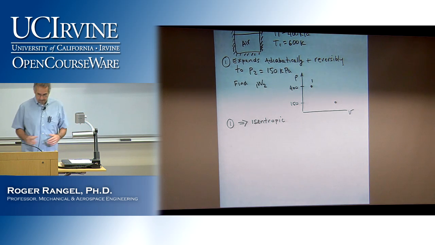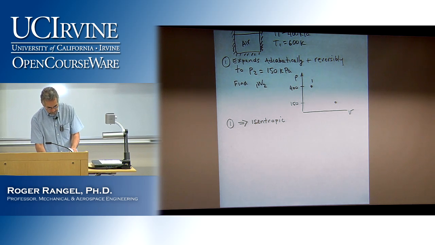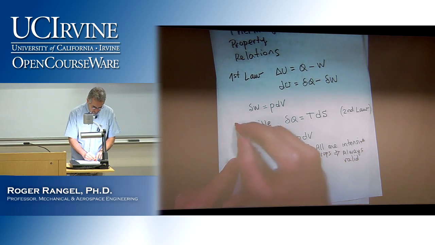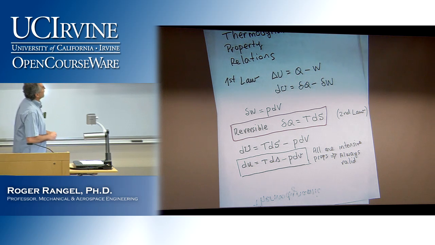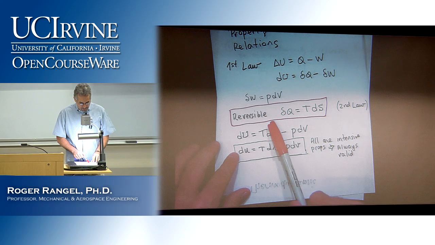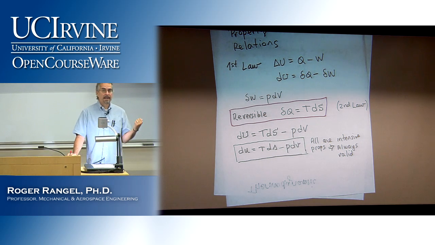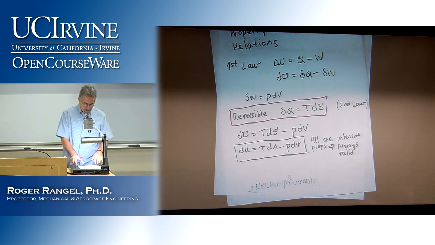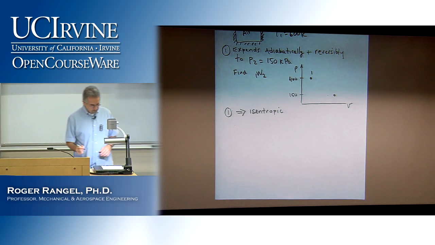How do we know that? Well, all we need to do is go back to what we were just doing. Take a look at what I wrote here. If a process is reversible, and we did this on Tuesday, delta Q is TdS. But I'm told it's adiabatic, so delta Q is 0, therefore dS is 0. There is no variation in entropy. So, all right, very good.